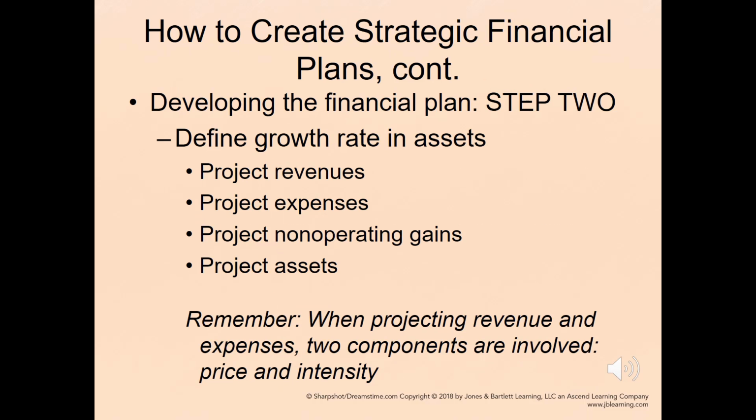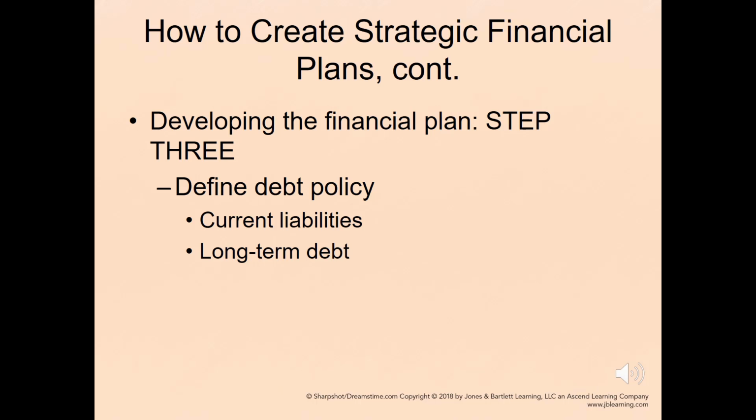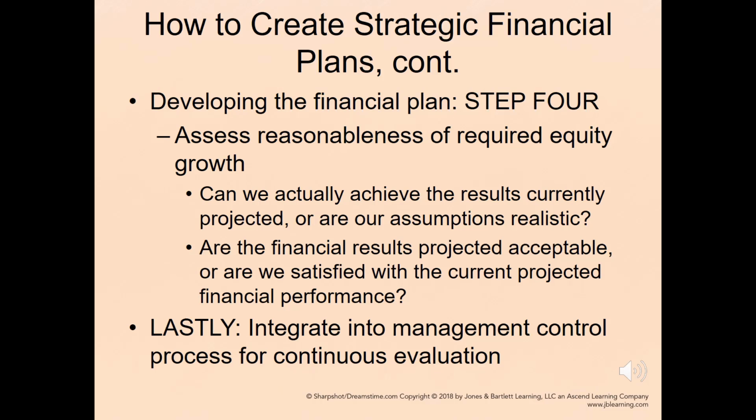Step 2 is to define growth rate in assets, to project revenues, project expenses, project non-operating gains, and project assets. And remember, when projecting revenue and expenses, 2 components are involved: price and intensity. Step 3 is to define the debt policy, current liabilities, and long-term debt. Step 4 is to assess reasonableness of required equity growth.